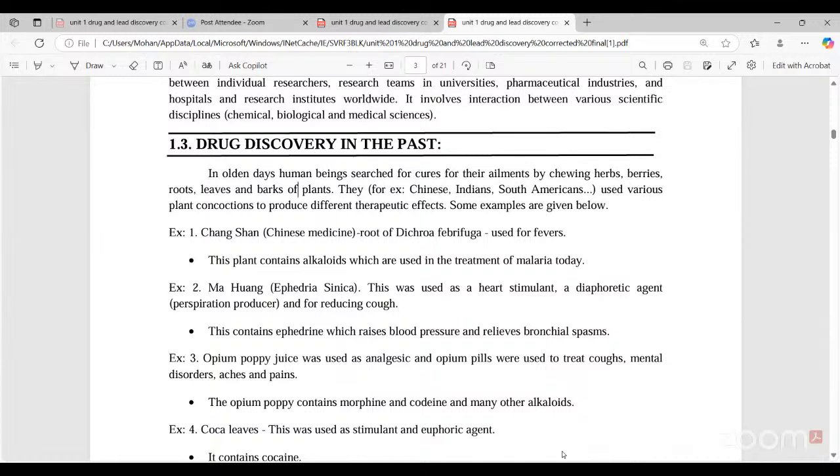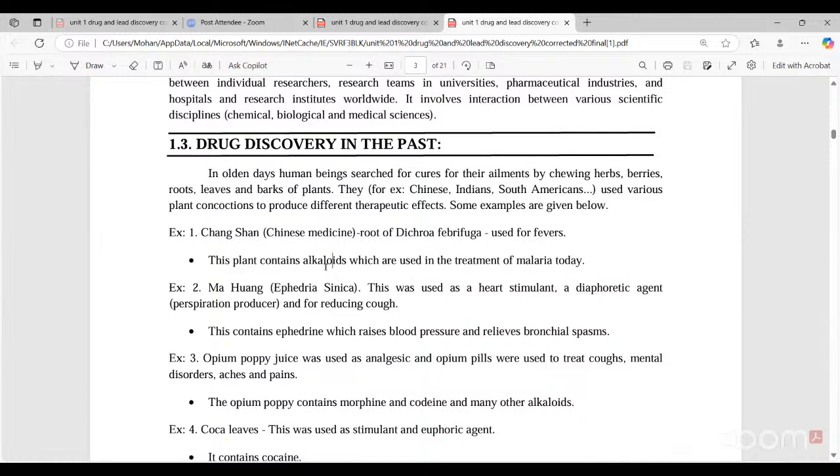Some traditional medicines, or I can say Ayurveda, sometimes. Here, some plants which have medicinal importance are given, like Shang Sha, which is a Chinese medicine. The roots of Dichroa febrifuga are used for fevers. So this plant contains alkaloids.